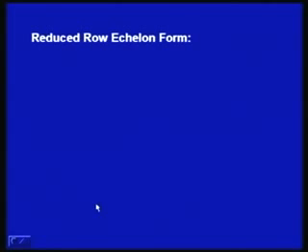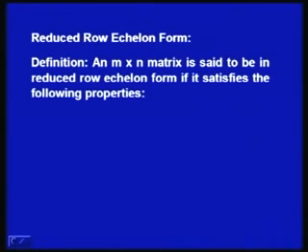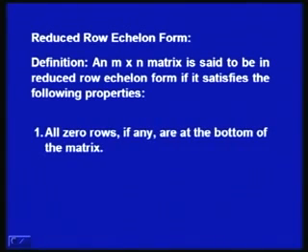Before I apply these concepts to solve systems of equations, I would like to introduce the concept of reduced row echelon form. We define an M by N matrix to be in reduced row echelon form if it satisfies certain properties. The first property is that all zero rows, if there are any, are at the bottom of the matrix.